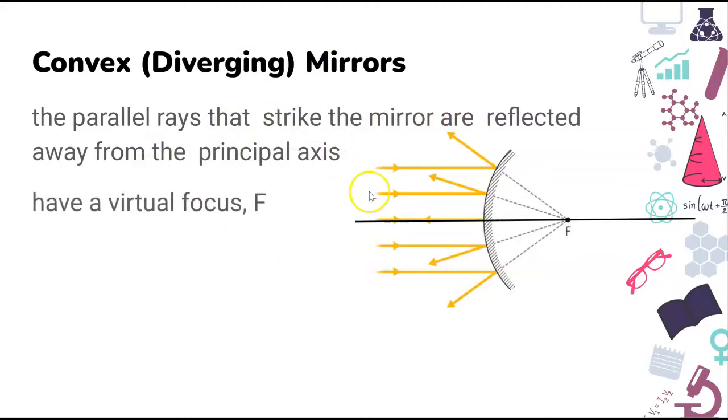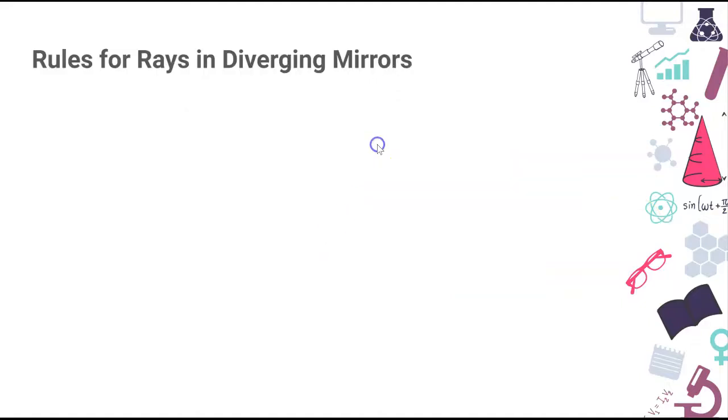In convex mirrors, we have a virtual focus, because if all of these light rays are spreading out, that means they're never going to actually meet anywhere. All right, so there's nowhere for those to meet. But if we extend those reflected rays back, we can actually find a focal point on the other side. And surprise, surprise, this focal point will be exactly halfway to the center of curvature of this convex mirror. All right, so let's take a look at the rules for rays in diverging mirrors. We're once again going to switch to doing this on paper.